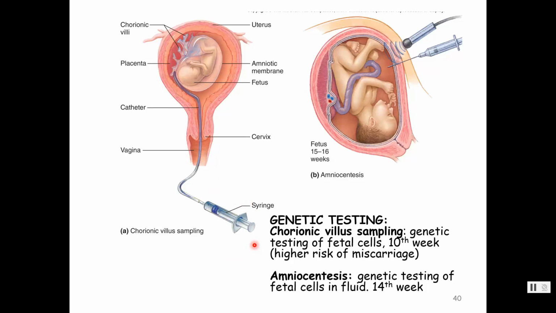Since this is done really early in a pregnancy, so the 10th week, there's a higher rate of miscarriage compared to the other one, which is amniocentesis. This can be done from the 14th week of pregnancy on, so it's going to be the second trimester. Using ultrasound, they can go in with a syringe and basically puncture that amniotic sac and draw out some of that fluid, because that fluid's going to have some of the fetal cells in it. And then they can run those genetic tests, and then the couple, of course, could either just prepare for that or could choose to terminate the pregnancy.